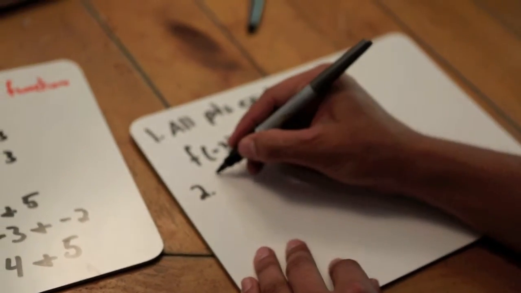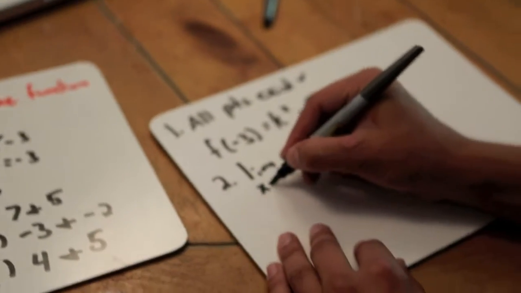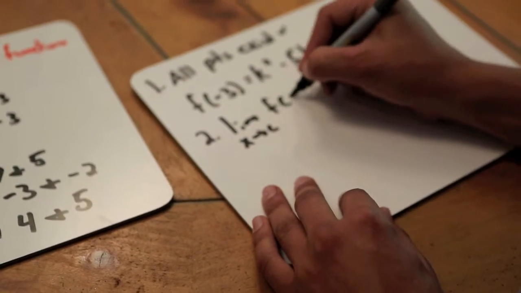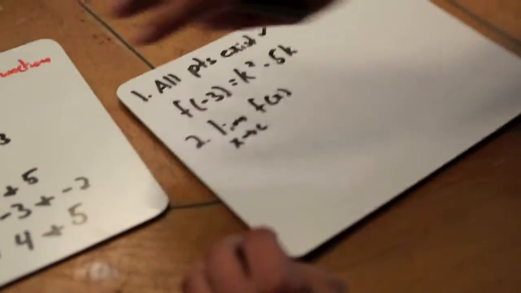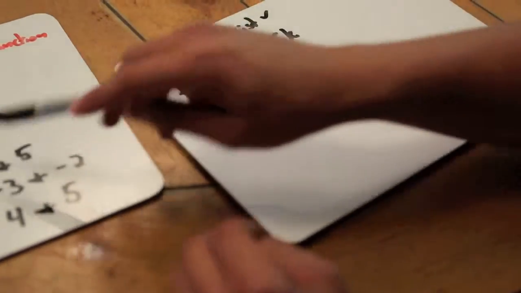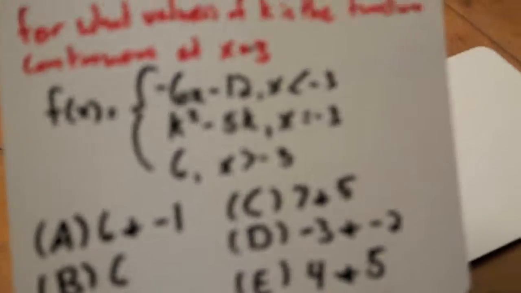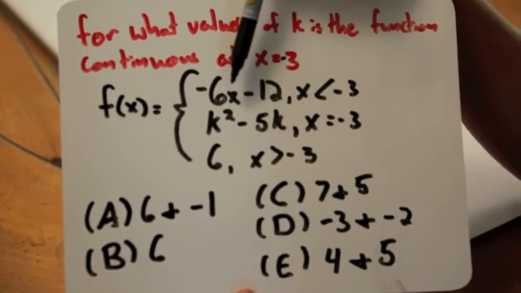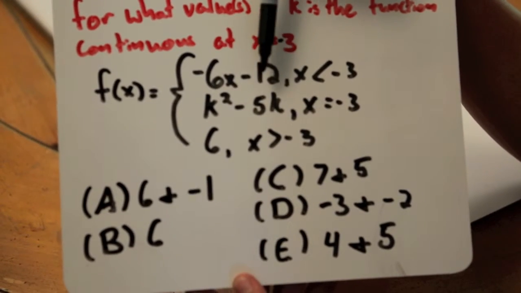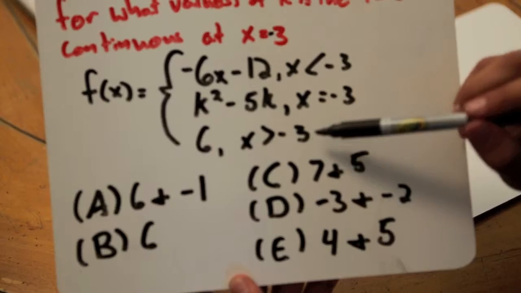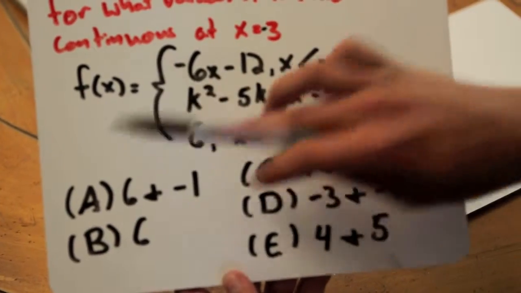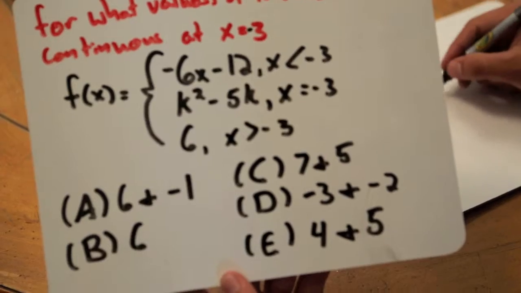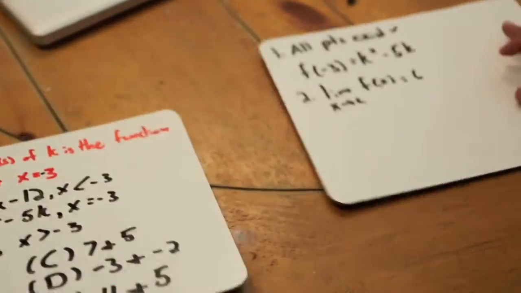So number 2, there is a limit. There's a limit as x approaches c of f of x, and that is true. There are two limits coming from both sides, and they both meet at the same point, because if you evaluate this one for -3, you will get 18 minus 12, which is 6. And if you evaluate this one for -3, well, there's no place to put that -3, so it'll just be 6. So they're both 6, so the limit of the function equals 6.